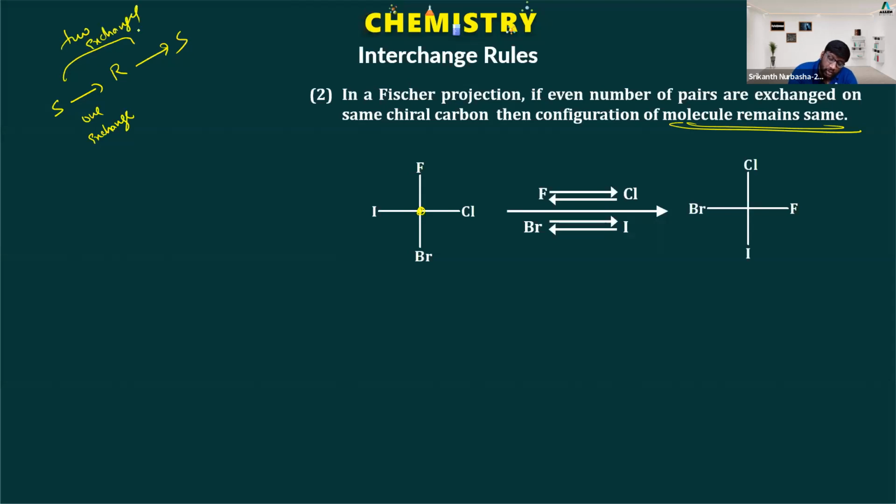Try to figure out now what is the configuration of this particular molecule. Fourth group is present here. First, second, third. So we're going in the clockwise direction. Clockwise means R. So it has R configuration or S configuration.